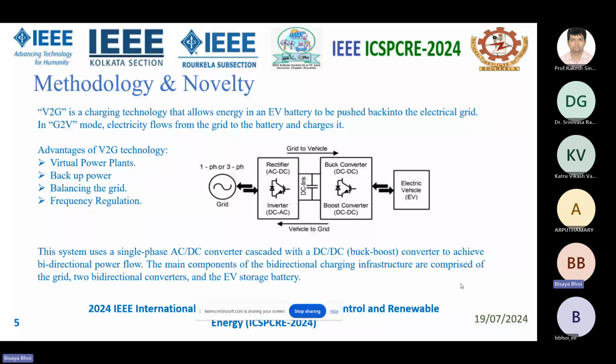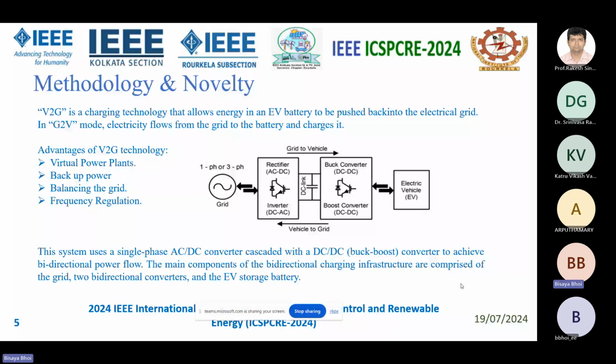There are several bidirectional charger topologies available. This system uses a single phase AC-DC converter cascaded with a DC-DC converter to achieve bidirectional power flow. The main components of this bidirectional charging infrastructure are the grid, the two directional converters that can be used for both charging and discharging, and the EV storage battery.